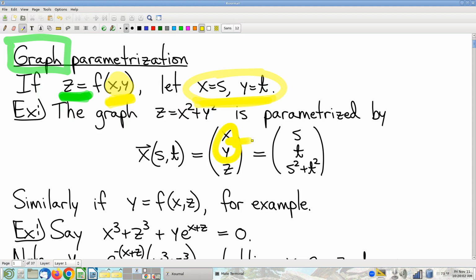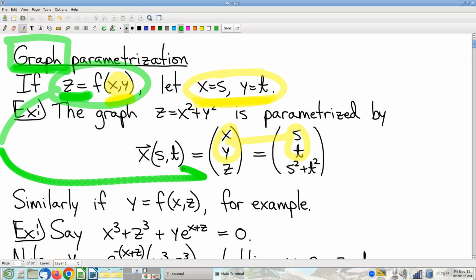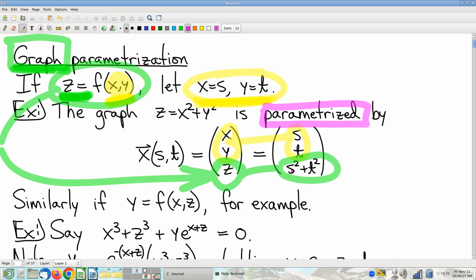Because here you go, x and y are functions of s and t. And this formula, the fact of it being a graph, the fact of z being a function of x and y, unavoidably forces me to have z also as the corresponding function of s and t. And lo and behold, we have a parameterization because we have position as a function of two parameters.